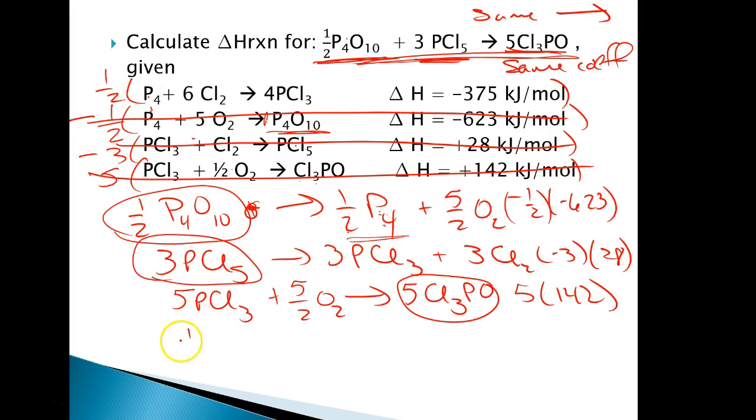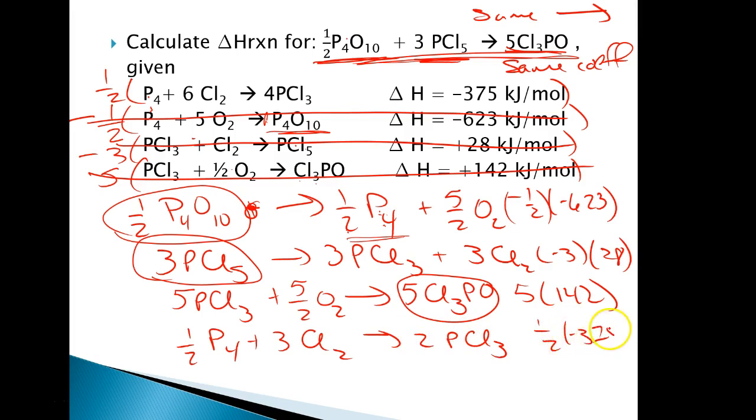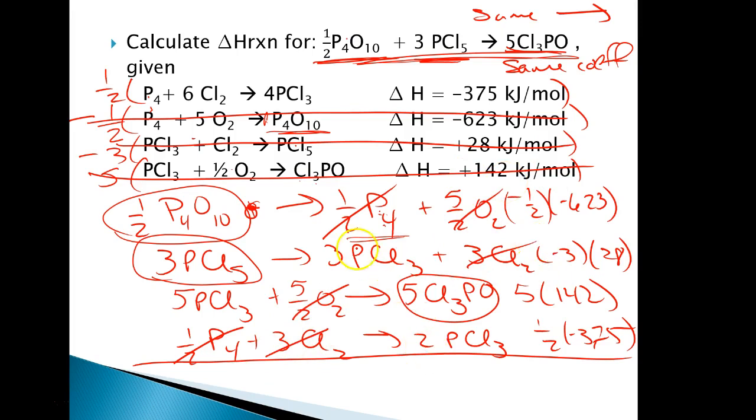And when I do that, I get 1/2 P4 plus 3 Cl2 goes to 2 PCl3, and it's 1/2 times -375. And when I add these all together, and again, what they're looking for is the number, but just to prove to you it works, my 1/2 P4s cancel out, my 5/2 oxygen cancel out, my 3 Cl2s cancel out, and then if you look at the PCl3s, there's 3 and 2 on the right side, and 5 on the left side. And so that's a way of checking yourself. If things cancel out, then you're all good.